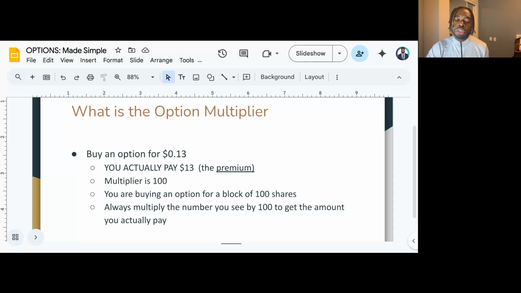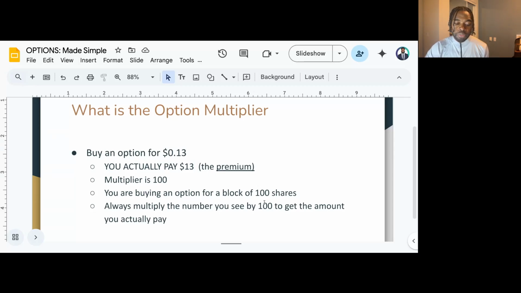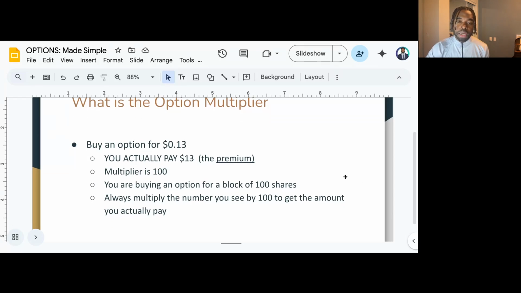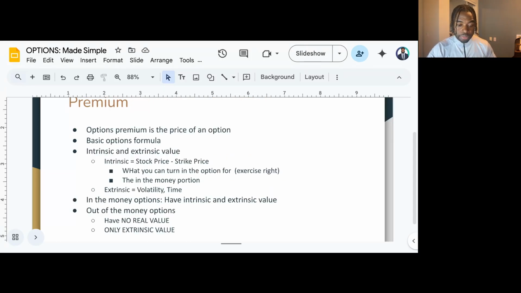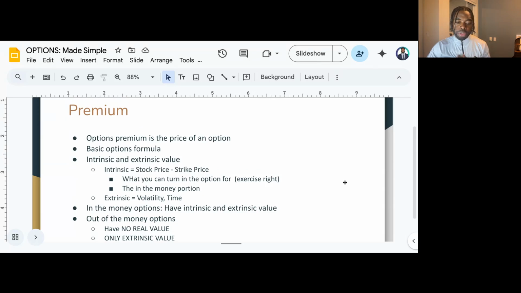So what is the option multiplier? If you buy an option for 0.13, you actually pay $13, which is called the premium. Why? Because there's a multiplier. The multiplier is 100, which means that you are in control of a block of 100 shares. So you always multiply whatever number you see by 100, and this is the premium. The premium is the price of an option contract.